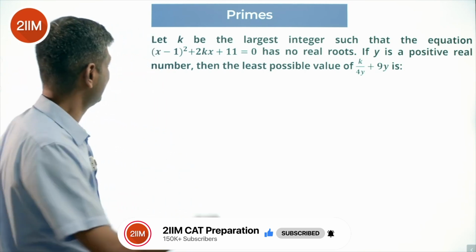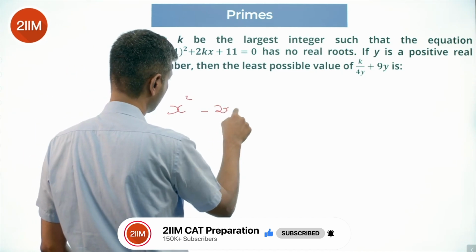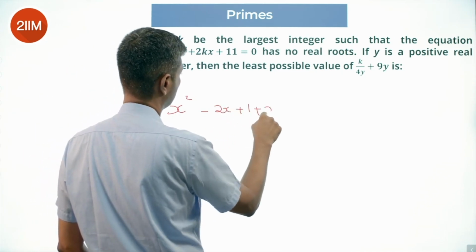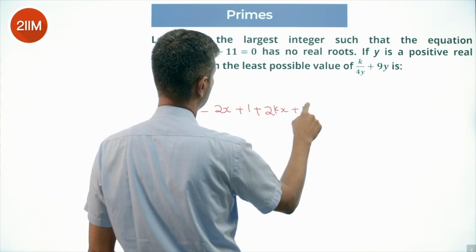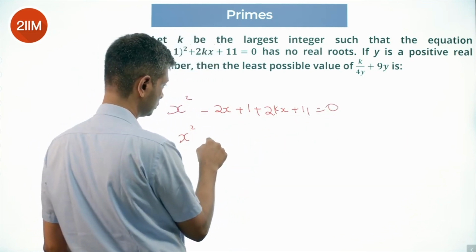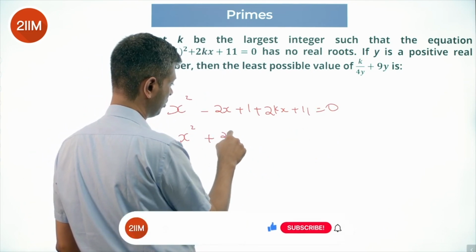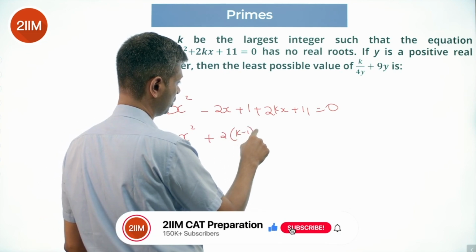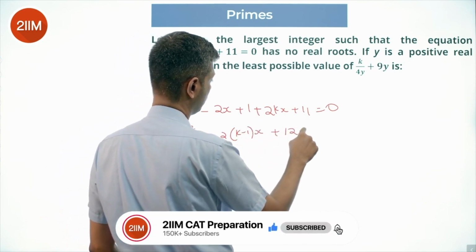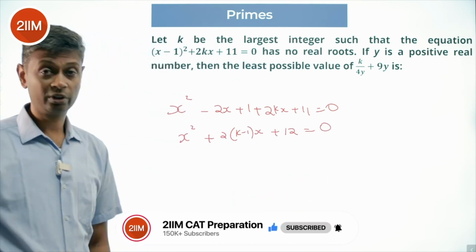Doable question. Expand this. This becomes x² − 2x + 1 + 2kx + 11 = 0, which is x² + (2k − 2)x + 12 = 0, that is, 2 times (k − 1) times x. This has no real roots, so the discriminant is less than 0.